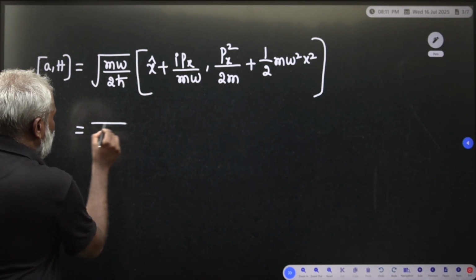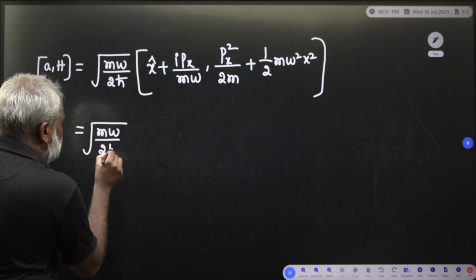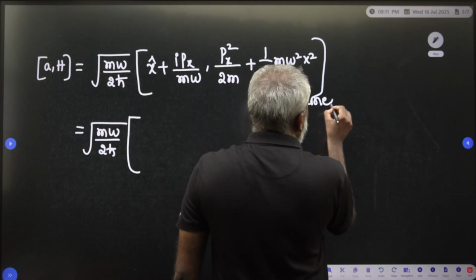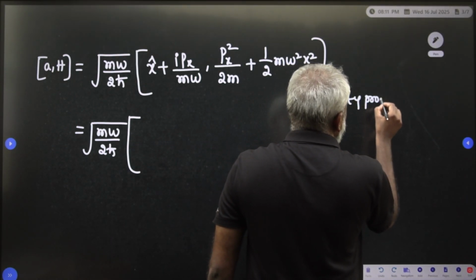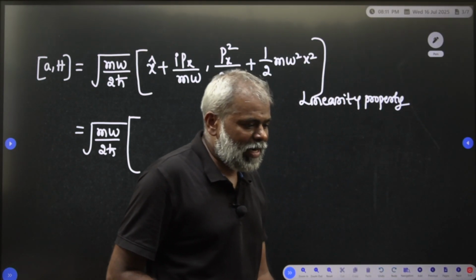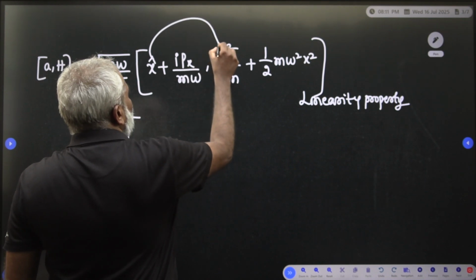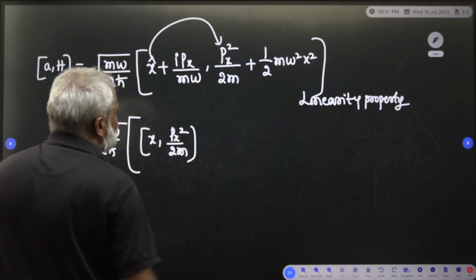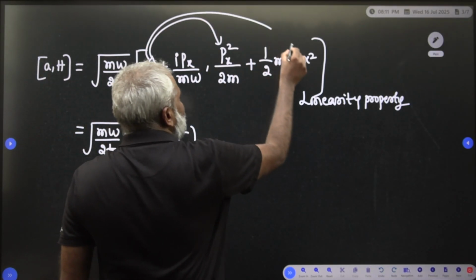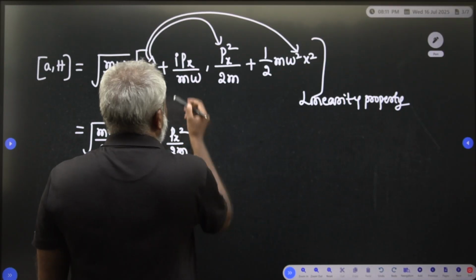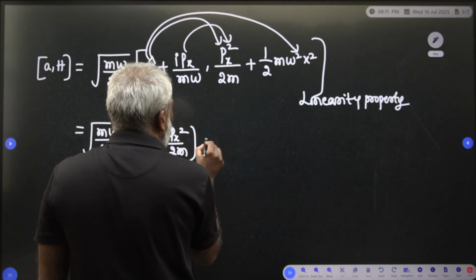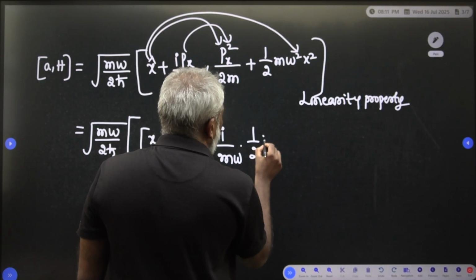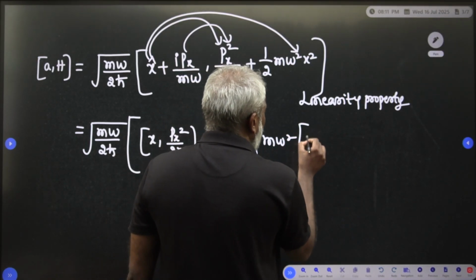Now take the square root of m omega divided by 2 h cut outside, and apply the linearity property. By using it, we can write the commutator x comma px square divided by 2m, and the commutator x comma x square is equal to 0, and the commutator px comma px square is also 0. So therefore, i by m omega into 1 by 2 into m omega square into, so which one do we have to write?